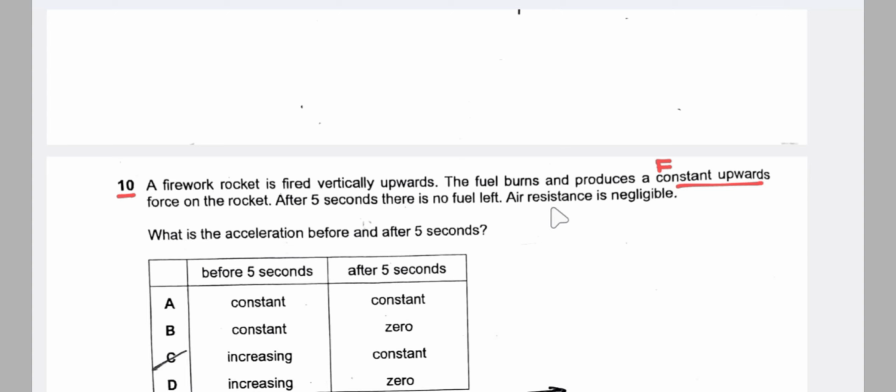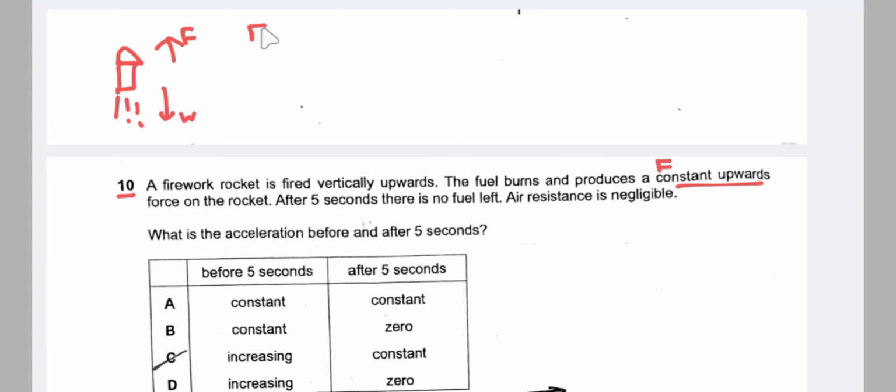So here it is mentioned that air resistance is negligible, and we need the acceleration before and after 5 seconds. Suppose this is our rocket. As the fuel is burned, the rocket is moving upwards. The weight of the rocket is acting downwards and a constant upward force is acting upwards.